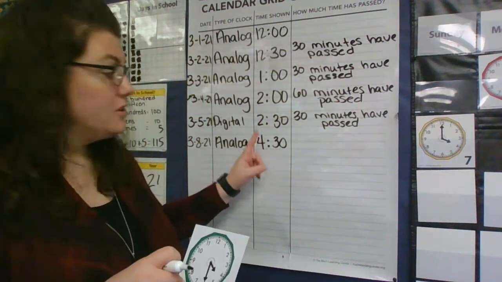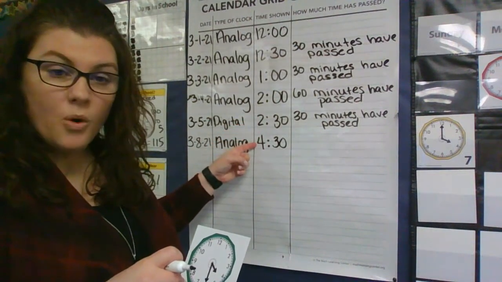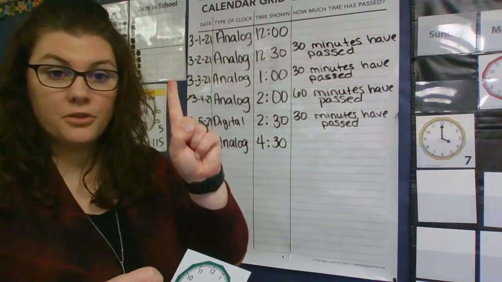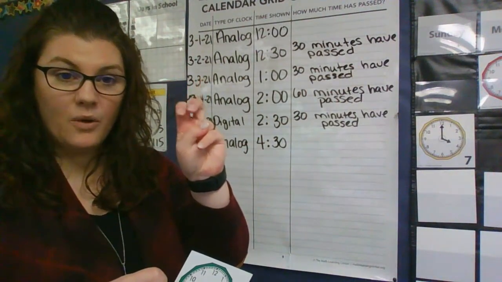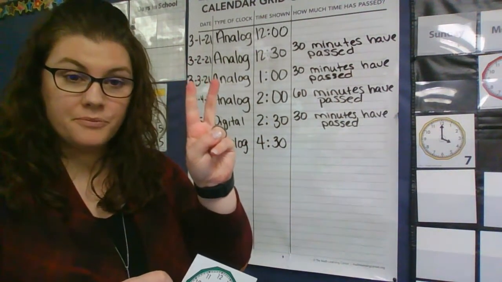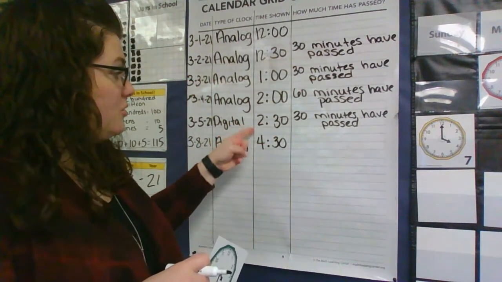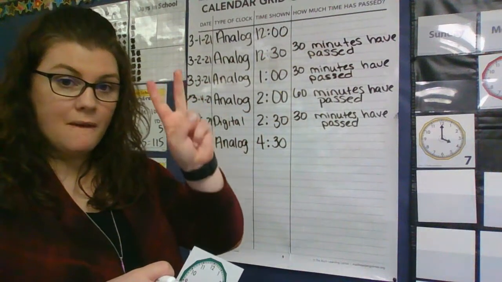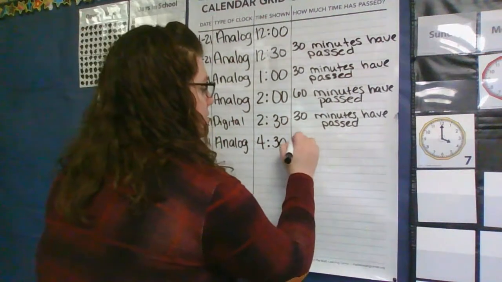So now we need to go and look at our hours. What is the difference between 2 and 4? Well, let's see. If we start at 2, 3, 4, how many hours or how many numbers are there between 2 and 4? 2. So 2 hours have passed because we go 2:30, 3:30, 4:30. So 2 hours have passed.